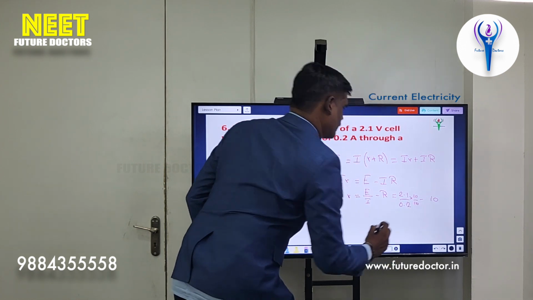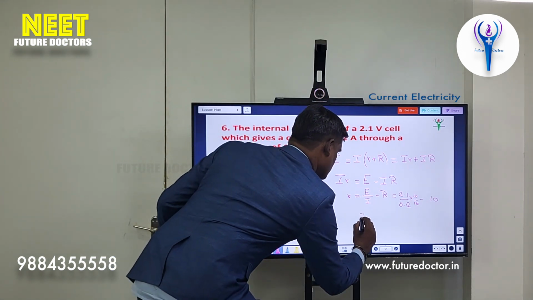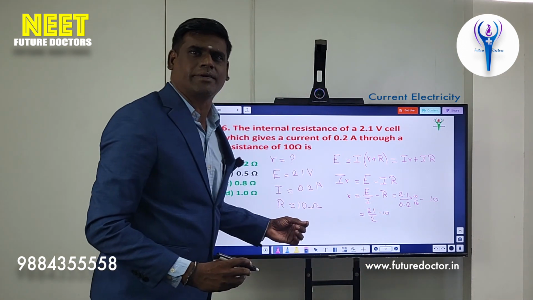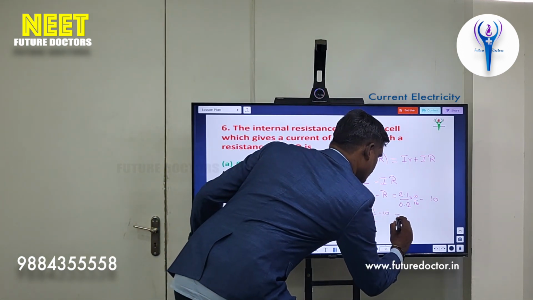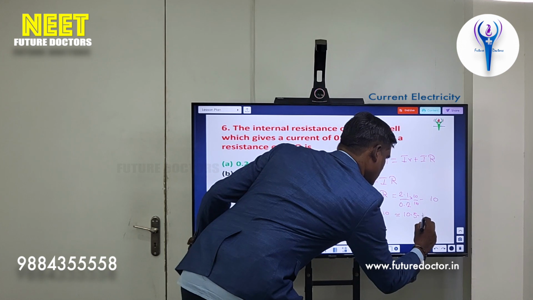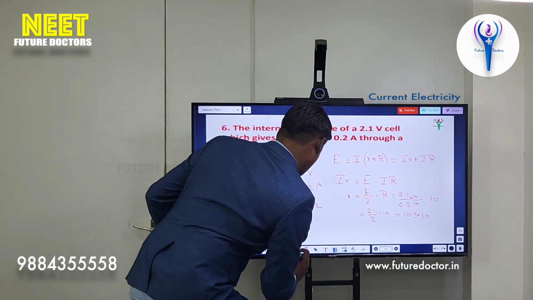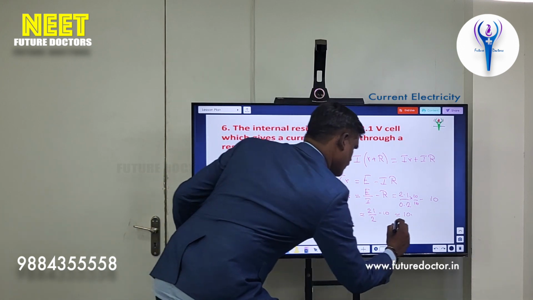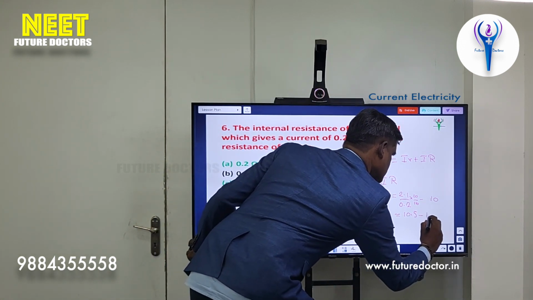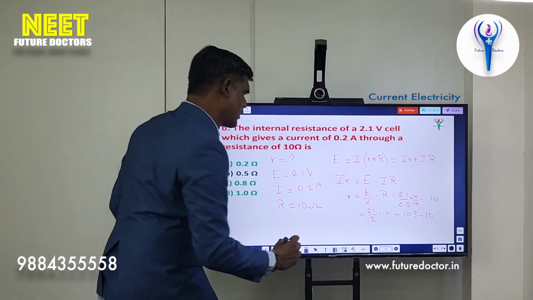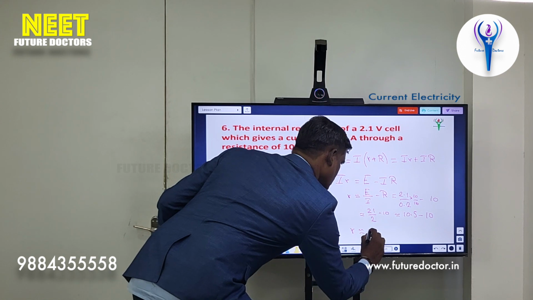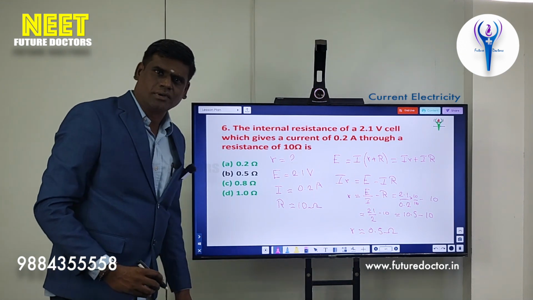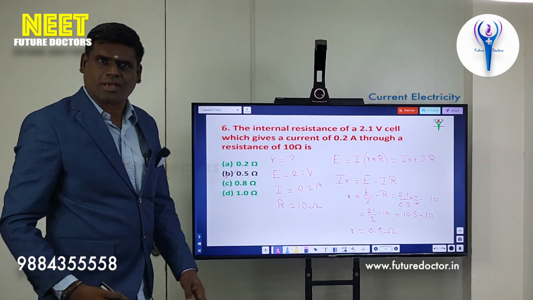Multiply and divide by 10. Then 21 by 2 minus 10. 21 by 2 is 10.5. So 10.5 minus 10. 10.5 minus 10 is 0.5. So r equal to 0.5 ohm. So which option? Option B. Option B is the correct answer.